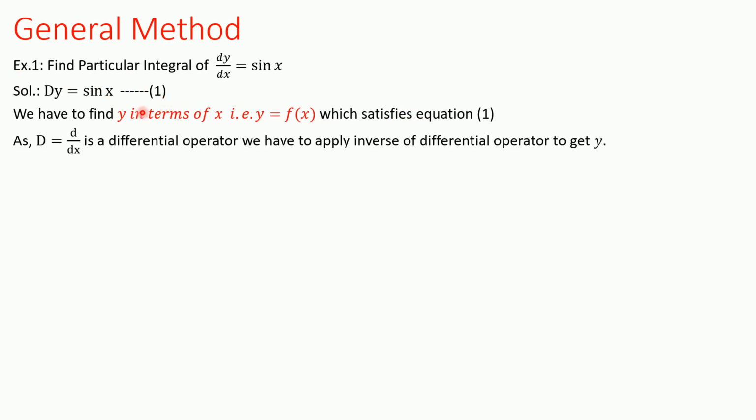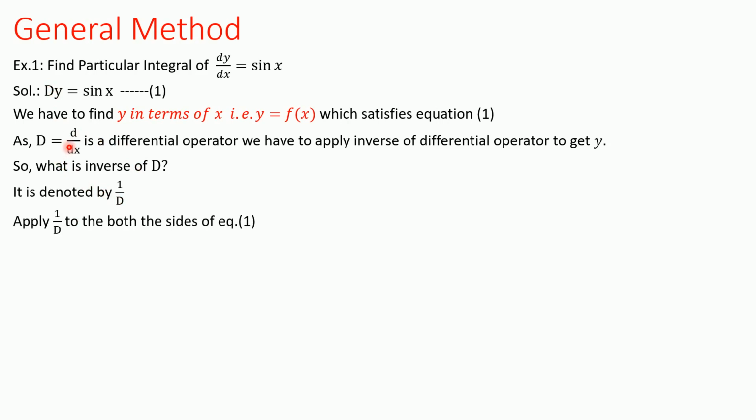As D is a differential operator, we have to operate with the inverse of the differential operator to get this y. Can you guess what that inverse of D should be? If D is a derivative, the inverse of D has to be an antiderivative. Let us denote that by 1 by D. When we operate 1 by D on both sides, we get y equal to 1 by D of sin x, but this y is nothing but y_p.